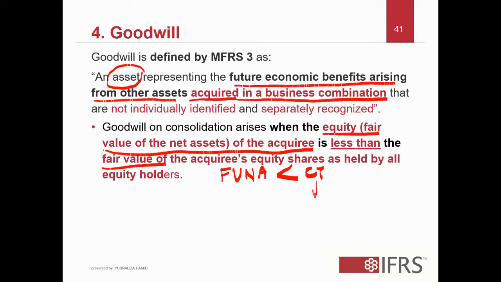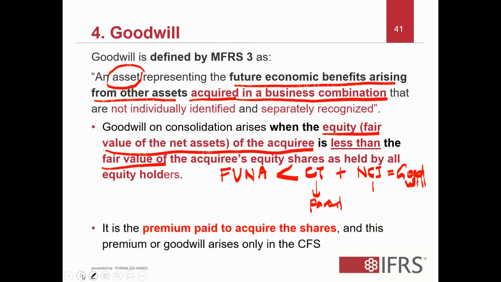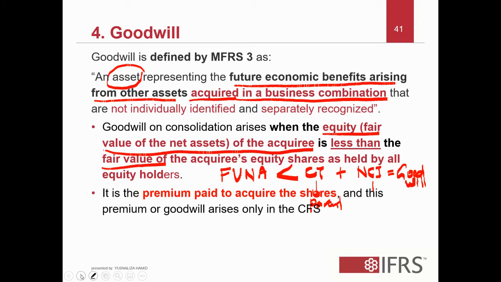consideration transferred by the parent plus the non-controlling interest that you have already measured. So this will give rise to goodwill. Next. And there is the premium paid to acquire the shares, and it will only arise during the consolidation, or in the consolidated financial statement, CFS.